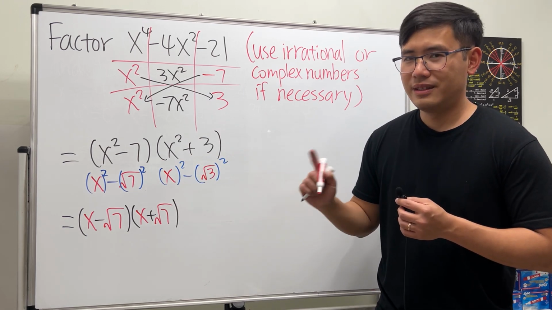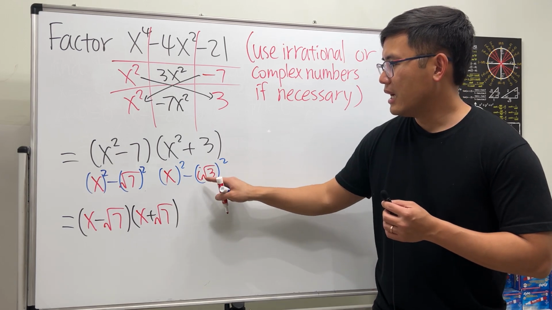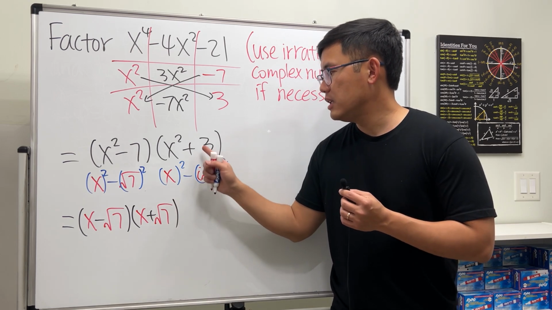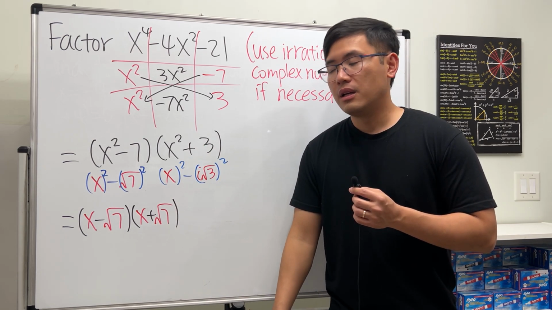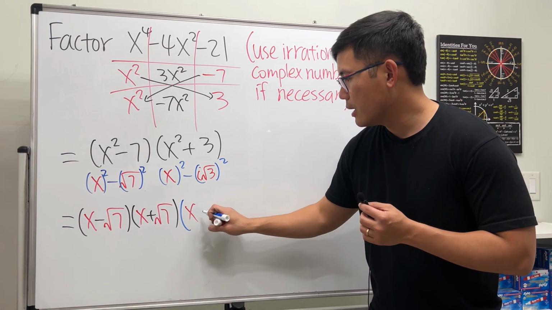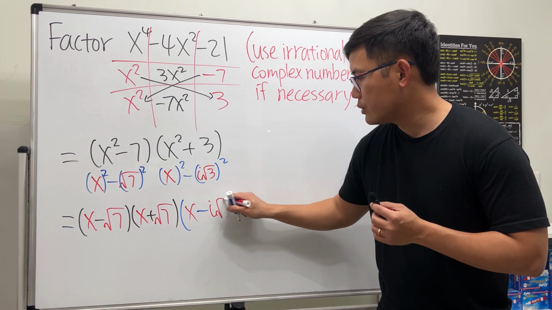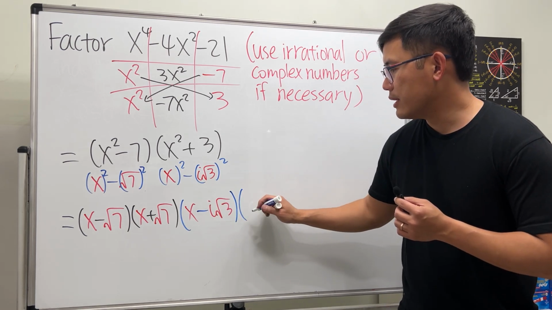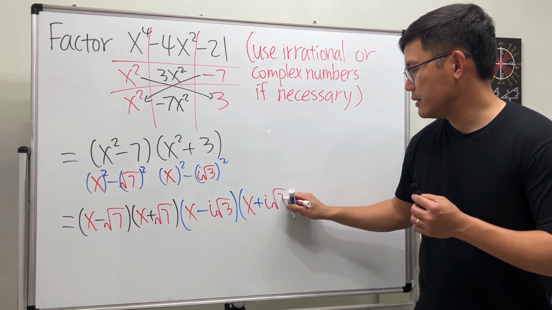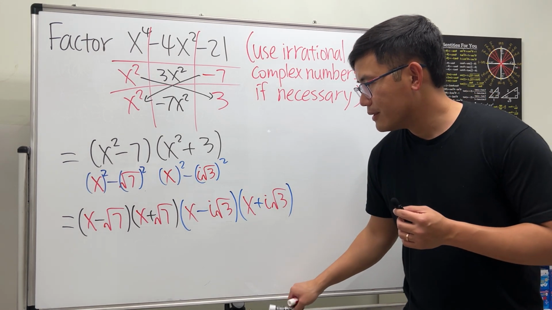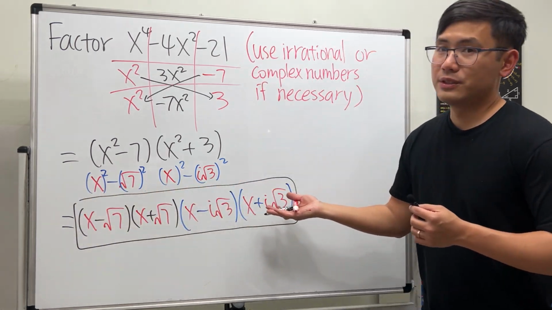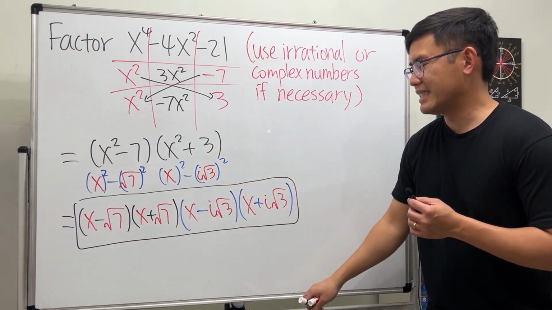What do we do? The key here is we need to use i, because i squared will produce negative 1. Negative 1 times this negative will give us the positive 3. Alright? So if you continue with this, then you get x minus i square root of 3, and the other one is x plus i square root of 3. Alright, this is it. And as I said, this right here is the first way.